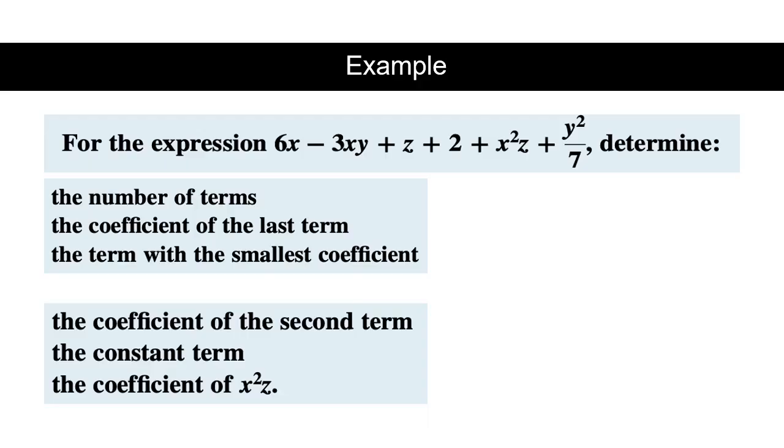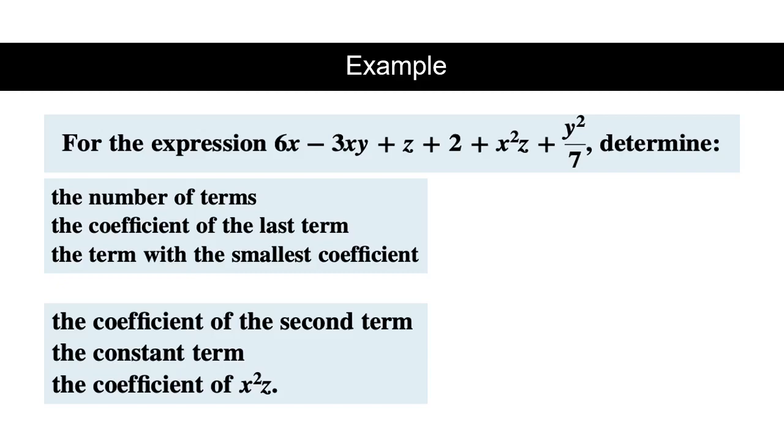Now let's have a look at this expression here: 6x minus 3xy plus z plus 2 plus x squared z plus y squared over 7. You need to go through, work out the number of terms, the coefficient of the last term, the term with the smallest coefficient, the coefficient of the second term, the constant term, and the coefficient of x squared z. You can pause the video while you practice that, and I will be going on in a second.